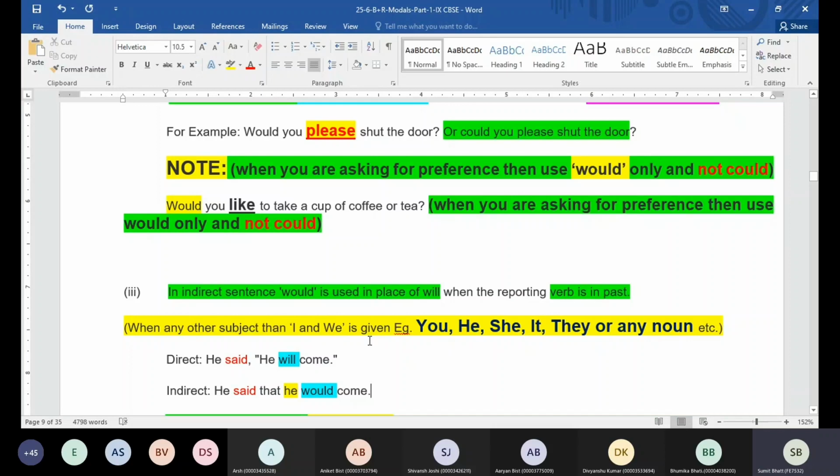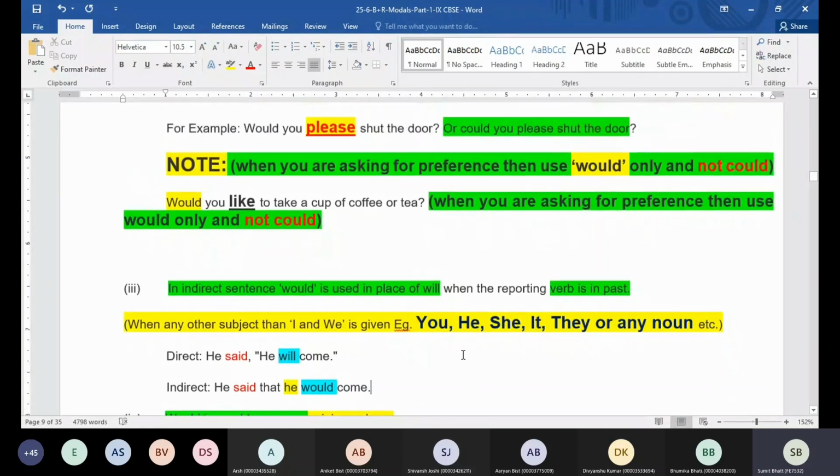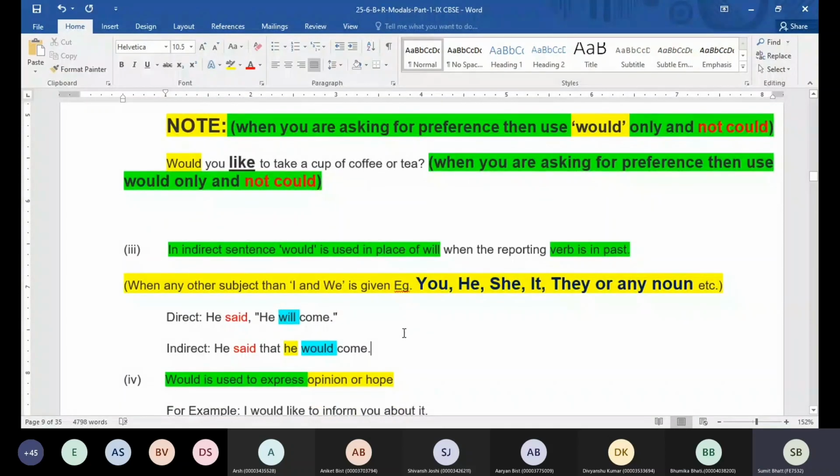Yes, sir. But if you change this sentence, or later we'll talk about it, once we start with shall, then I'll tell you.